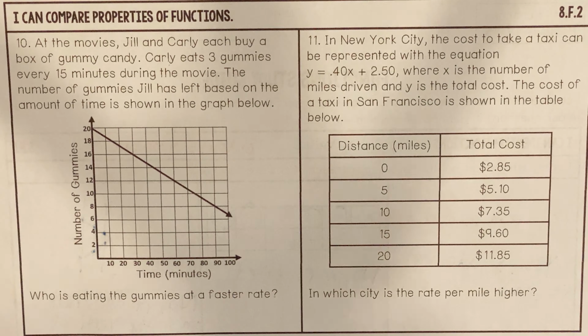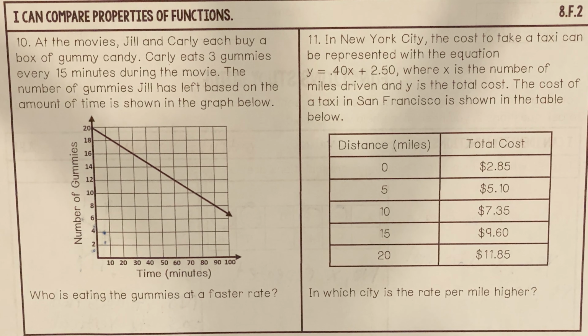So at the movies, Jill and Carly each buy a box of gummy candy. Carly eats 3 gummies every 15 minutes during the movie. The number of gummies Jill has left based on the amount of time is shown in the graph below. So you're doing the exact same thing. You are comparing the functions, okay? So do we know what Carly's function is? We have to create the equation based off of what is going on.